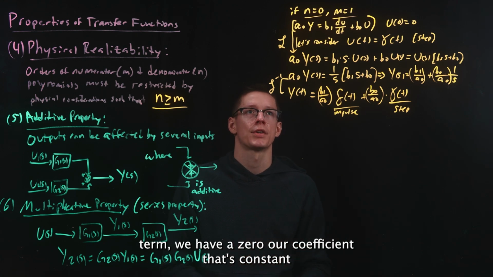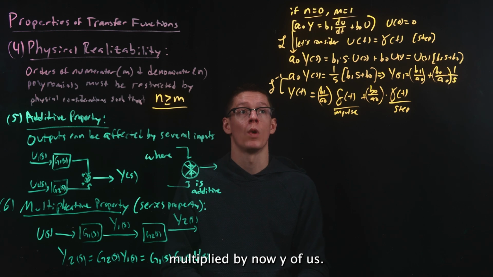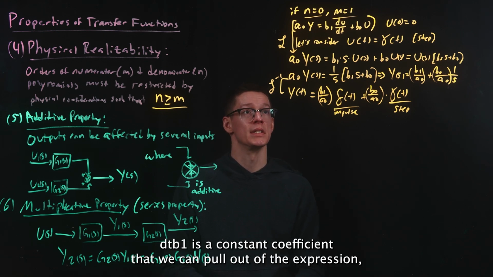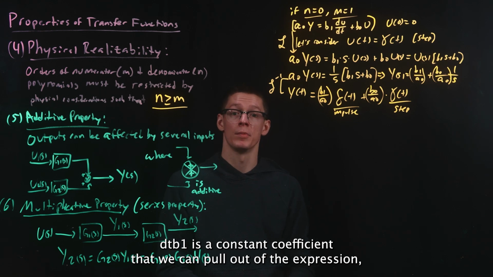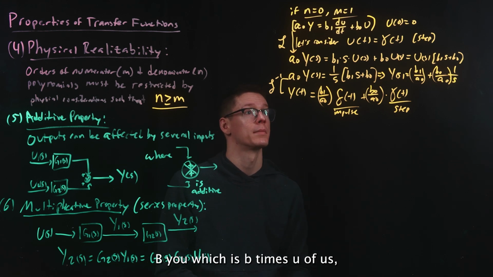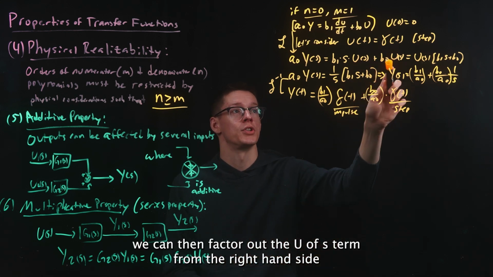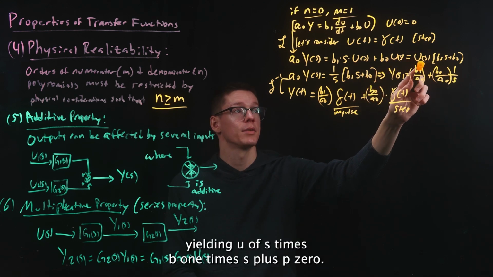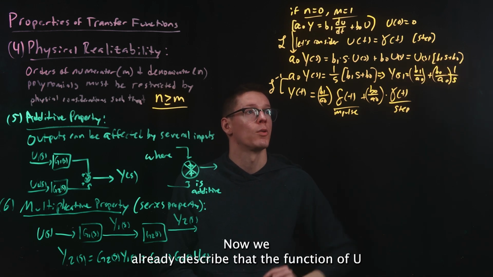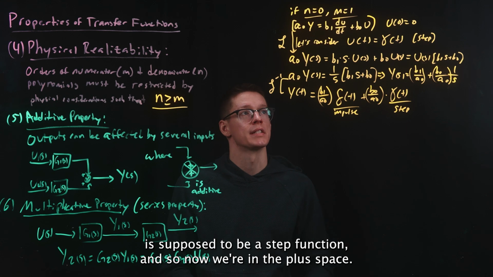Taking it on the left-hand term, we have a0, our constant coefficient, multiplied by now y of s. The right-hand side, the first term of that, b1 times du dt. b1 is a constant coefficient that we can pull out of the expression, leaving us with s times u of s. We add that to the next term, b0 times u of s. We can then factor out the u of s term from the right-hand side, yielding u of s times b1 s plus b0.